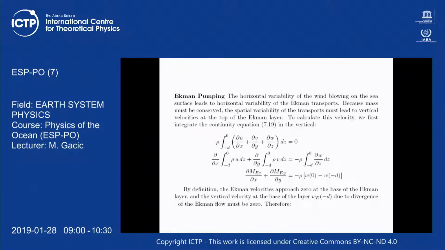The Ekman pumping relationship simply says that if there is divergence or convergence of the Ekman flow, there is a creation of vertical velocity. And vertical velocity doesn't mean anything else but the vertical stretching or squeezing of the water column. So the wind is, in that case, generating the vertical stretching or squeezing of the water column, and generating the relative vorticity of the water column.